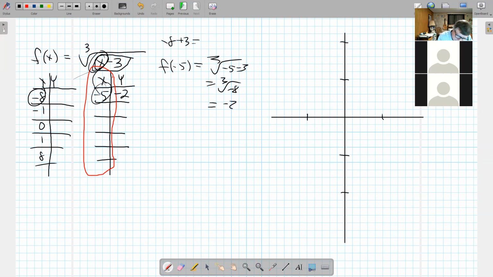Uh-huh. So what I want to do is I want to take these values plus 3. -1 plus 3 is 2. 0 plus 3 is 3. 1 plus 3 is 4. 8 plus 3 is 11. Why add 3 before I put it into the function? Because as soon as I put it into the function, the first thing that's going to happen is we're going to subtract 3. That'll take it back down to these numbers and give me cubes.